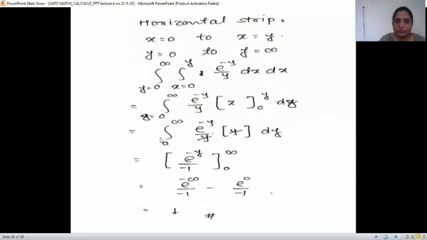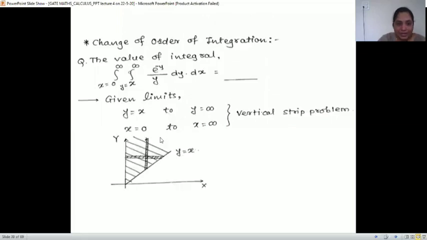So what are the limits of the horizontal strip? We have to see the lower limit. The lower limit is this line, the y-axis, that is x is equal to 0, and the upper end of this horizontal strip is on this line where x is equal to y.